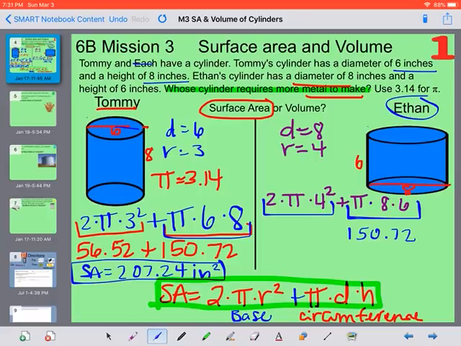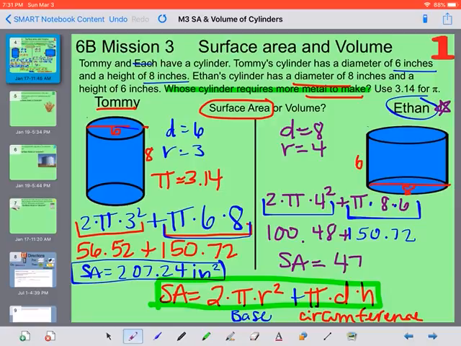150.72. This is what we call a commutative property. Doesn't matter which order we put them, you'll get the same answer. But the first part we do need to plug in our calculator. So 4 squared is 4 times 4 times 2 and times pi 3.14. I get 100.48. Decimals down here. So just by looking at these answers, I know that Ethan is going to have a larger cylinder, so his would require more metal, but I am going to add them up.